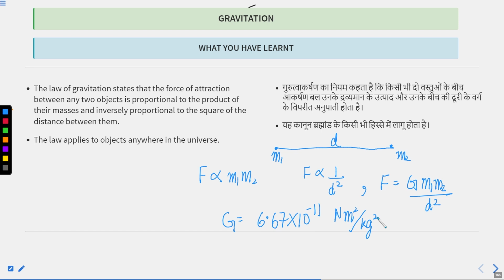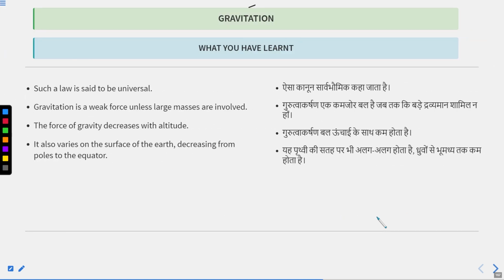This is the formula with the universal gravitational constant, and this formula is applicable to all objects in the universe, from planets to stars to human beings to a small pen to an atom. This formula is applicable to every object which has mass. Such a law is said to be universal. Gravitation is a weak force unless large masses are involved. We cannot feel the gravitational force between this object and me, because the masses are very low.